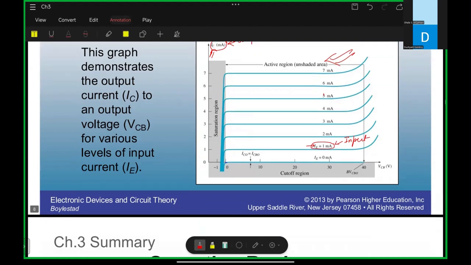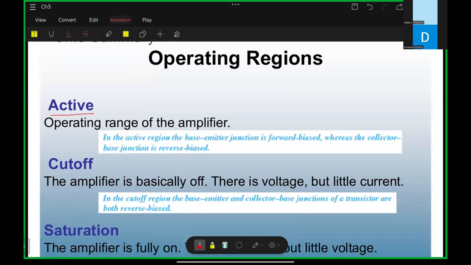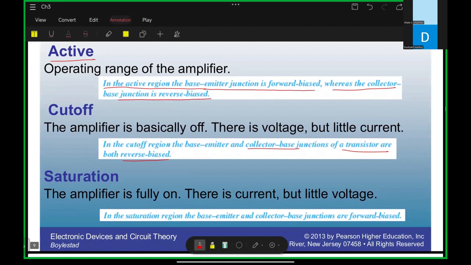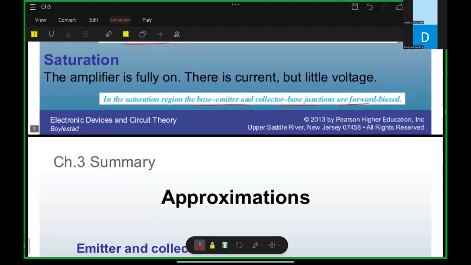And this is your common base configuration. I already told you that inside the active region, the base emitter junction is forward bias, whereas the collector base junction is reverse bias. I already told you these things from the table, if you remember. Cutoff means both the junctions are reverse bias, and saturation means both forward bias. Very good. Can you check it here? It is written. I already discussed everything with you.